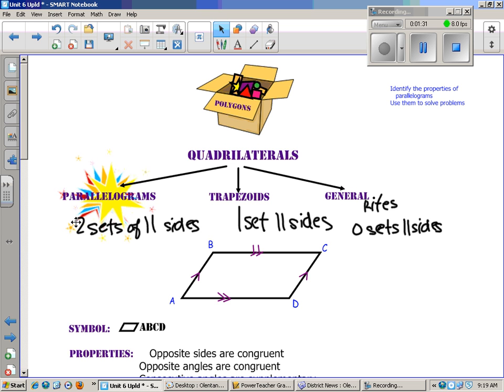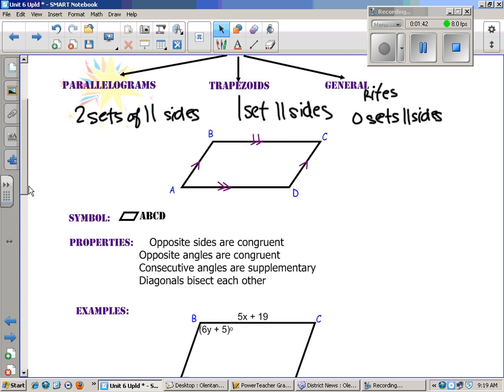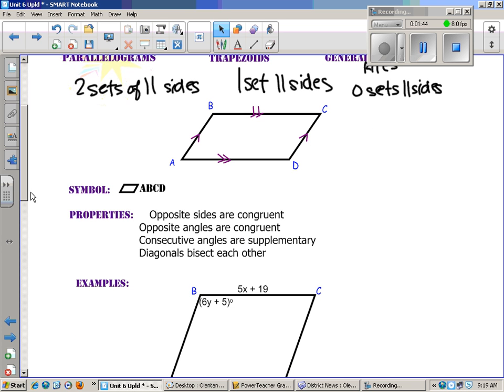And knowing the properties of a parallelogram is going to be key. Okay? So you have to memorize the properties. And the properties are right here. Okay? So these have to be memorized. You got to take some time and make sure you memorize those. Okay? So in case I haven't mentioned it, you got to memorize these.